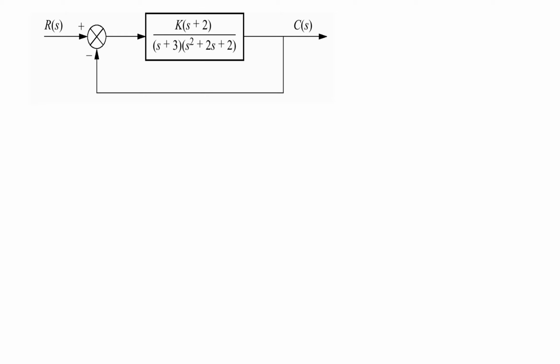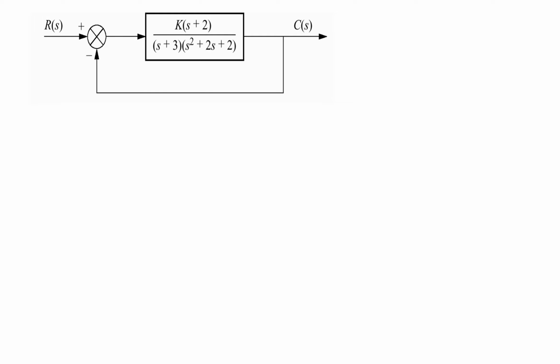So we look at this. Our open loop transfer function has 3 poles and 1 zero. So we're going to have two of the branches going to infinity.